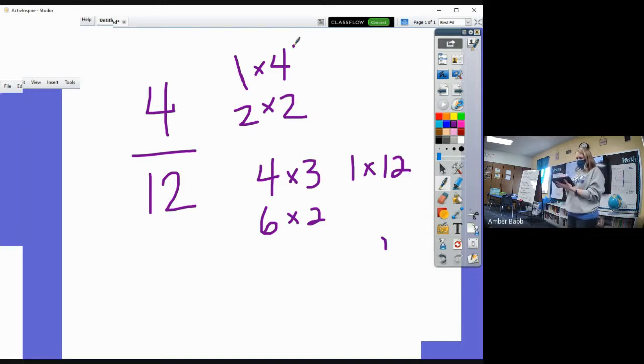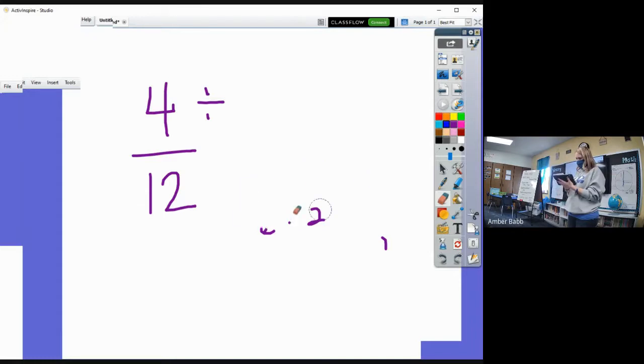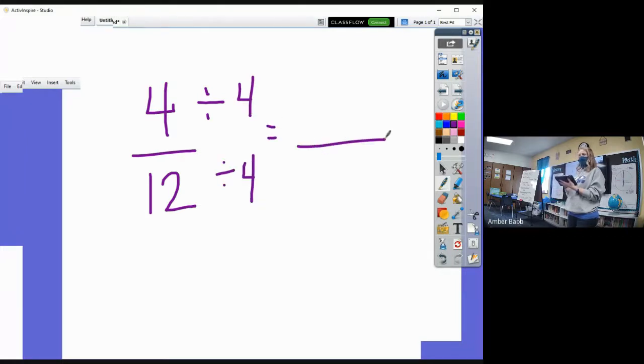4. So I want to divide both the top and the bottom by 4, the greatest common factor. Whatever I do to the top, I do to the bottom. So 4 divided by 4 is 1, and 12 divided by 4 is 3.